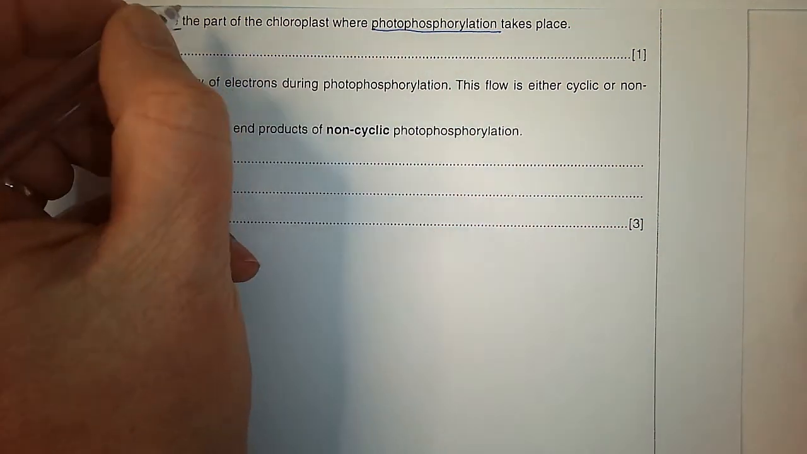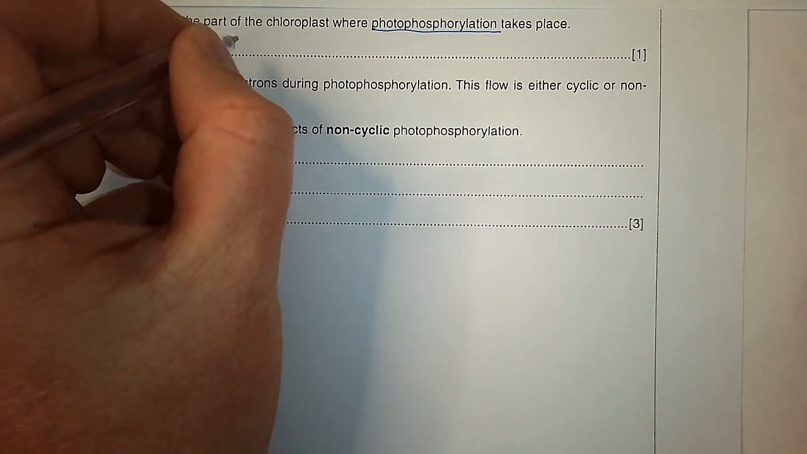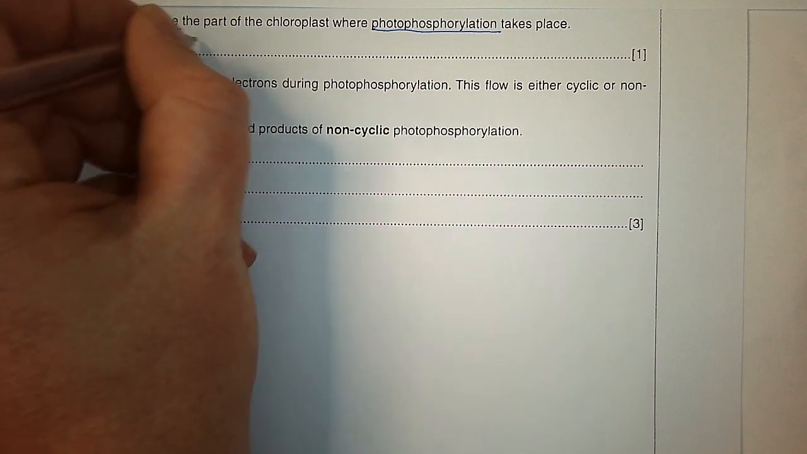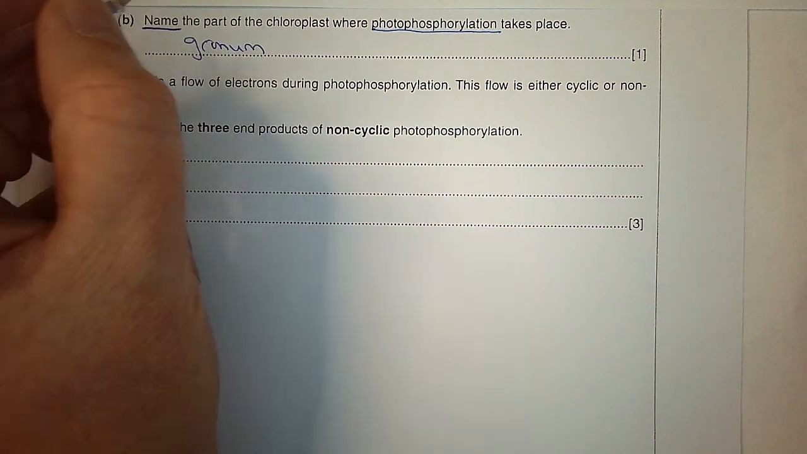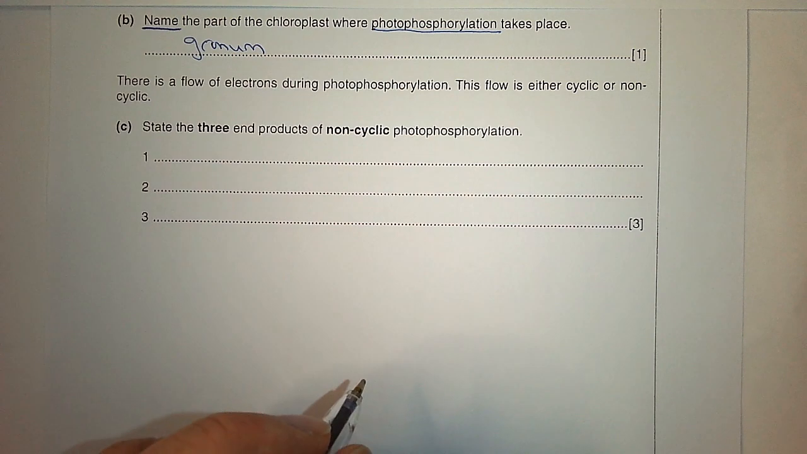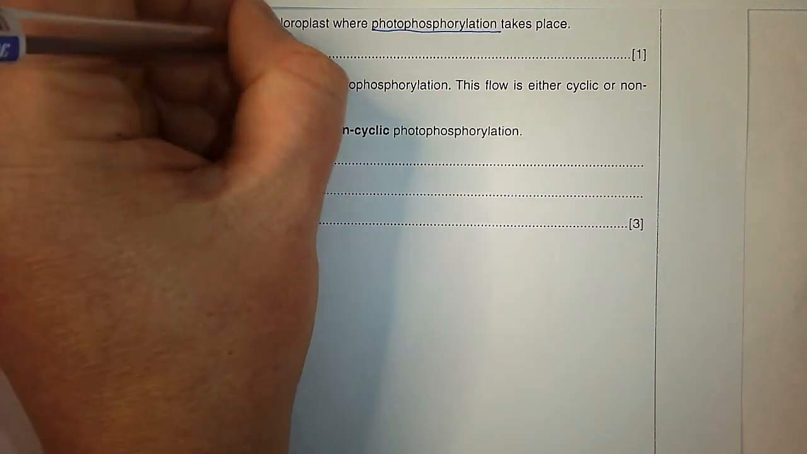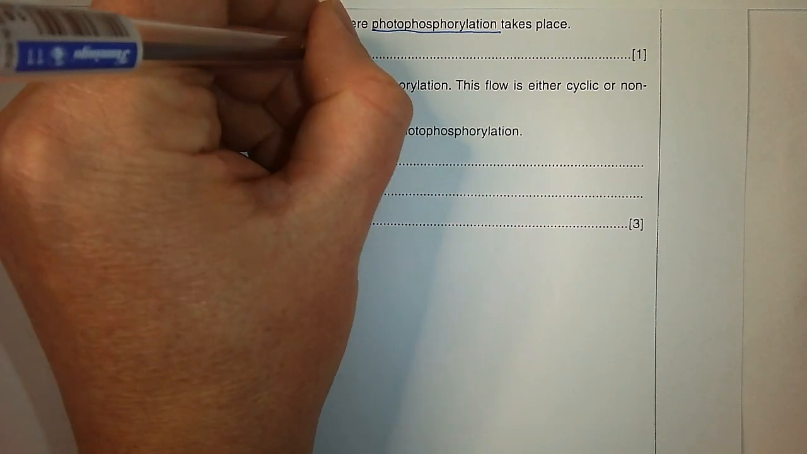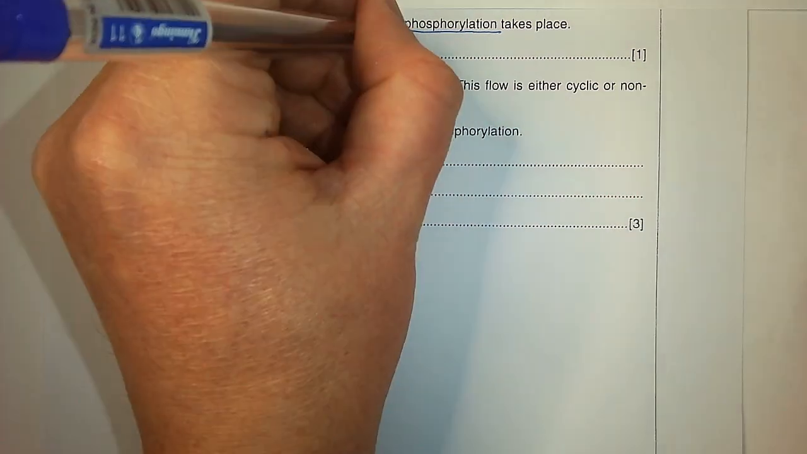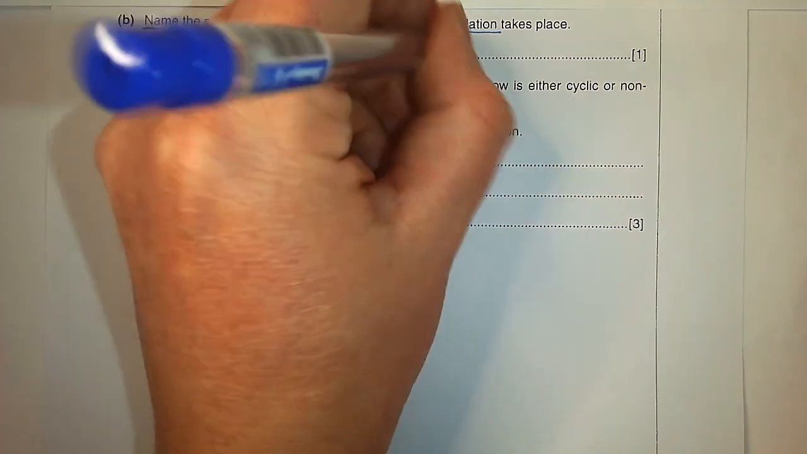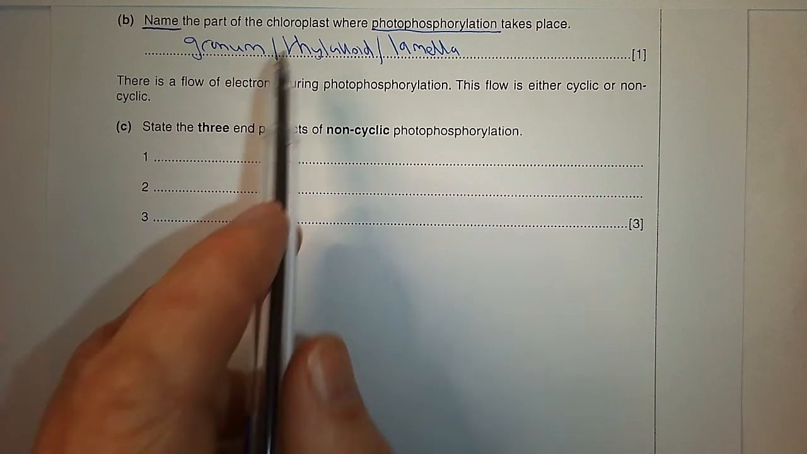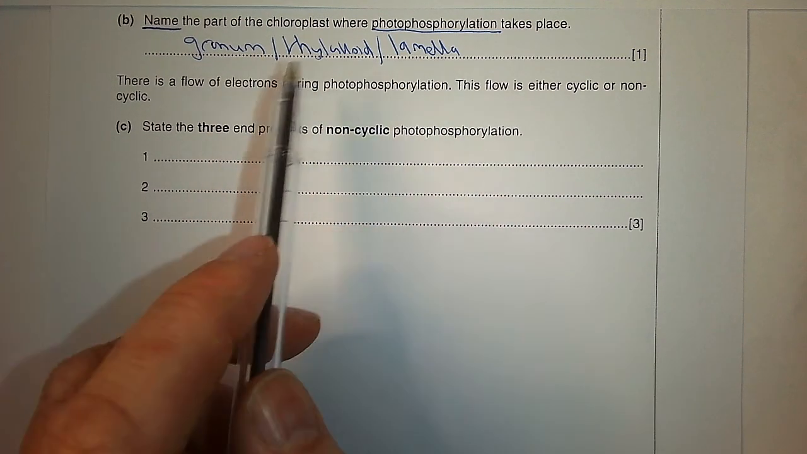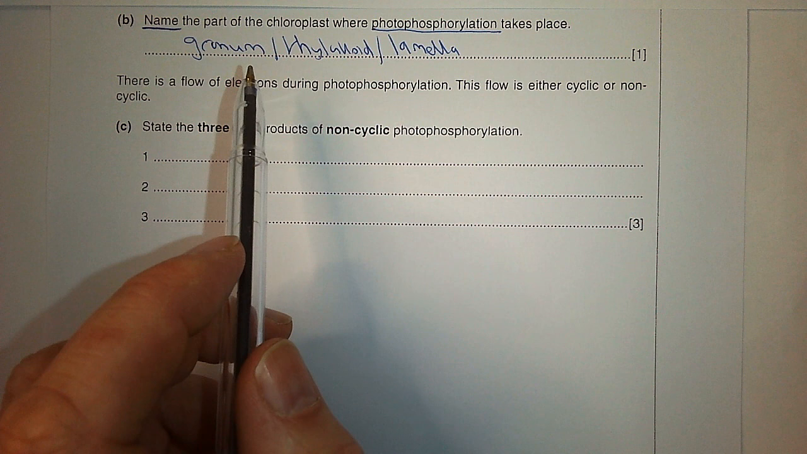So the part where this photophosphorylation takes place is in the granum. You can say thylakoid, and you can say lamella. So they're the parts where photophosphorylation takes place.